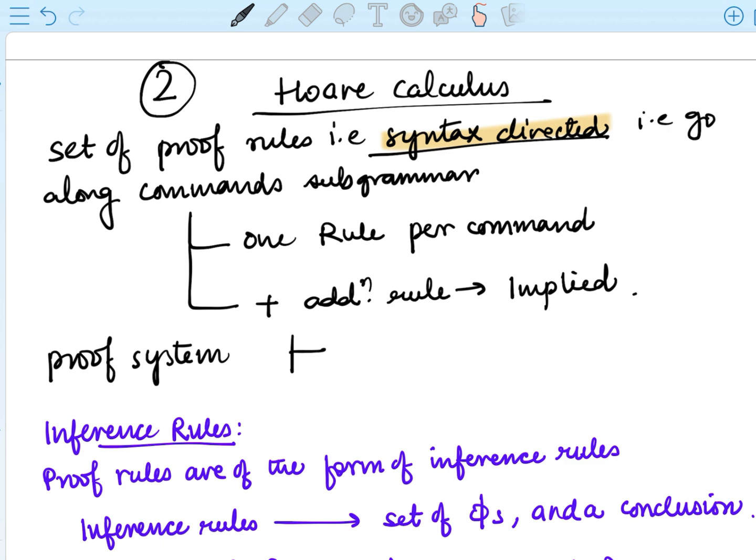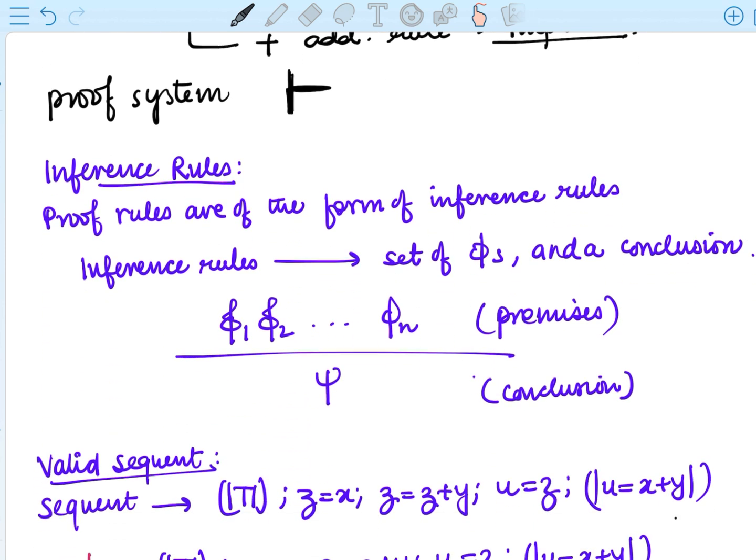So the set of proof rules that is syntax directed, that is, goes along the command subgrammar. There is a syntax that we have to follow because this is mechanized. There is a template sort of pattern created so it is easier for people to go through it, right? There is one rule per command, and we have one additional rule called implied, which is very important. When you say that this Hoare triple is correct, you use this symbol, the proof system symbol, and it works specifically on a template of inference rules.